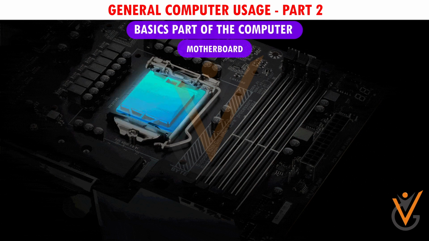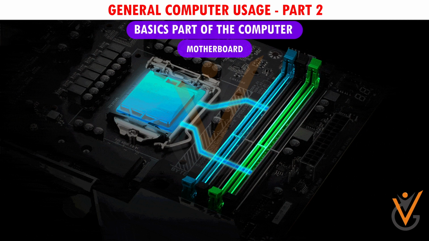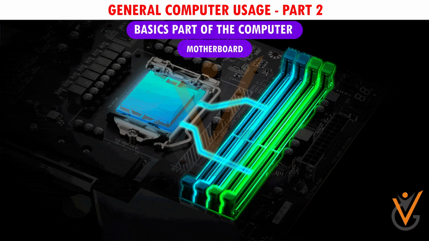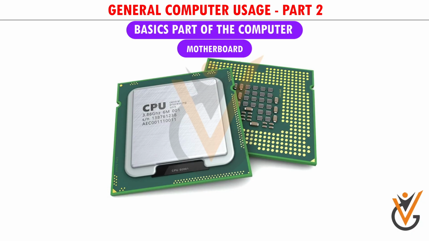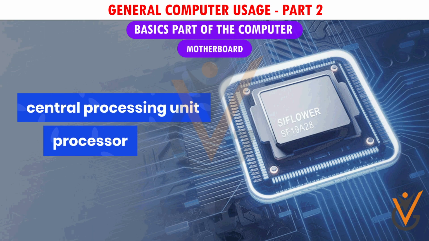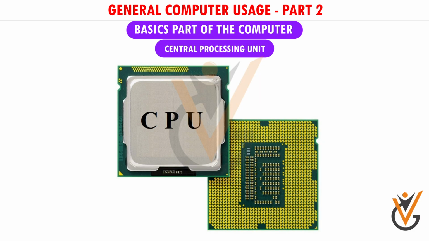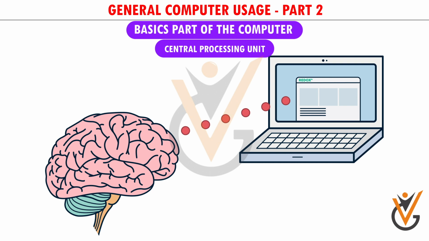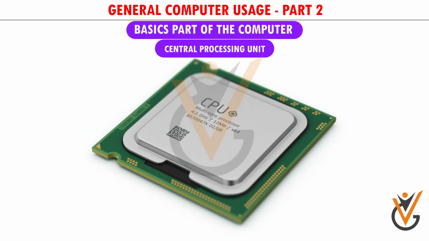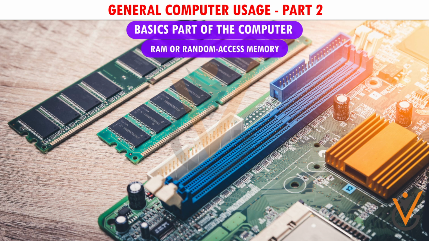Motherboard. Whether it's a desktop computer or a laptop, every computer has a large circuit board called a motherboard. This contains some of the most important parts of the computer, such as the CPU, also known as the Central Processing Unit, or processor. The CPU can be considered the brain of the computer because it processes information and carries out commands. Since it tends to get hot, it's covered by a piece of metal called a heatsink, which draws heat away from the processor.